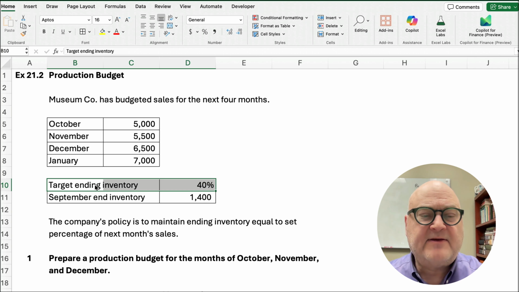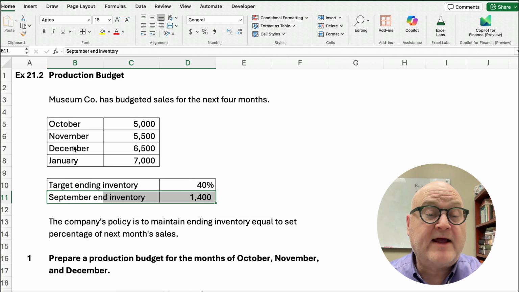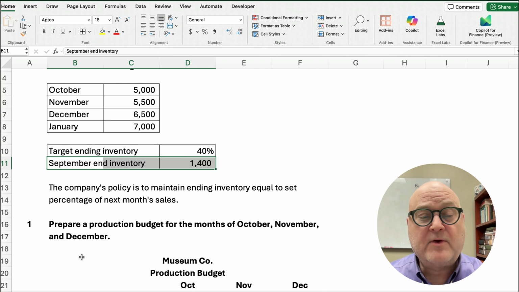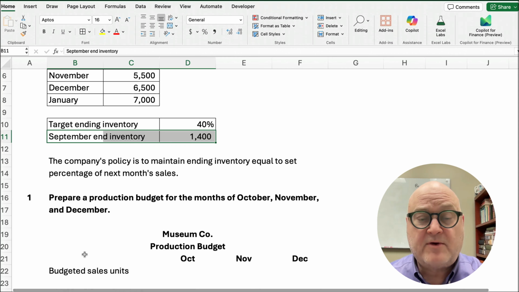And let's say in September we had ending inventory of 1,400, which is the same thing as saying October has beginning inventory of 1,400. So our instructions in this problem are we want to do a production budget for the months of October, November, and December.